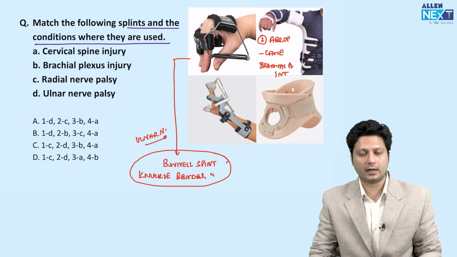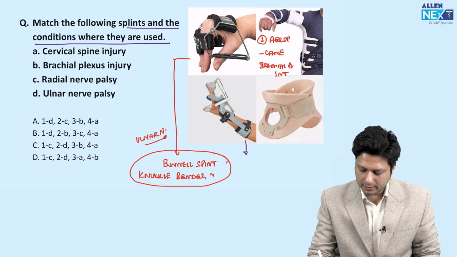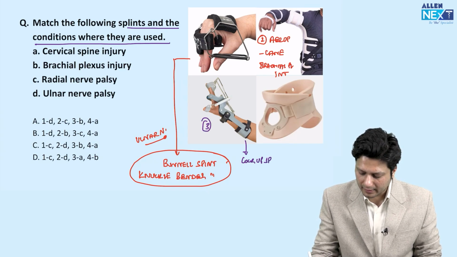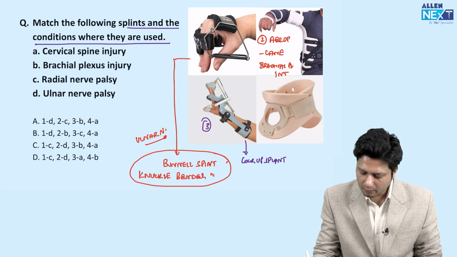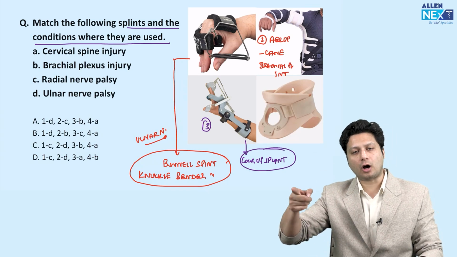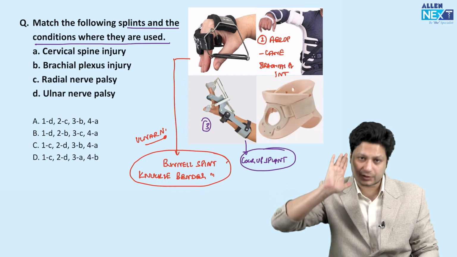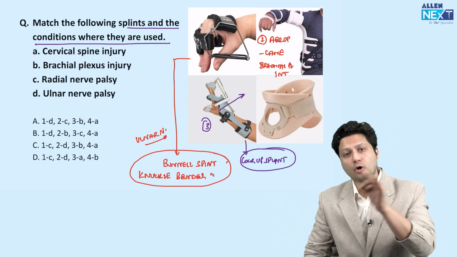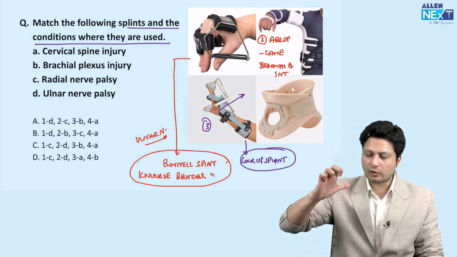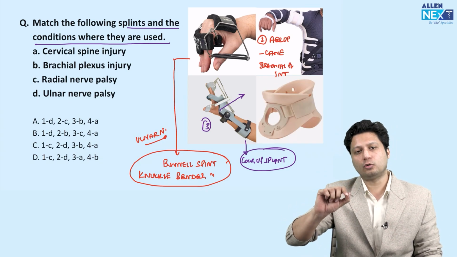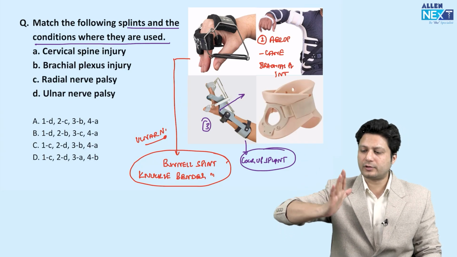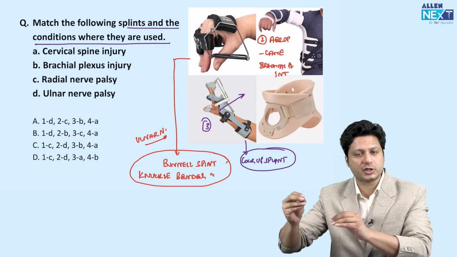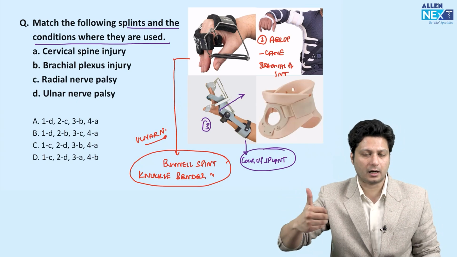The third one is the cock-up splint. Now, it is not difficult to identify this cock-up splint. How do you identify it? If the wrist is immobilized in extension, simple. If the wrist is kept in extension, it is a cock-up splint. And here the provision of movement is also provided, so it is also known as the dynamic cock-up splint. If there is no provision of movement, that means it is only statically immobilized in extension, it will be called a static cock-up splint.